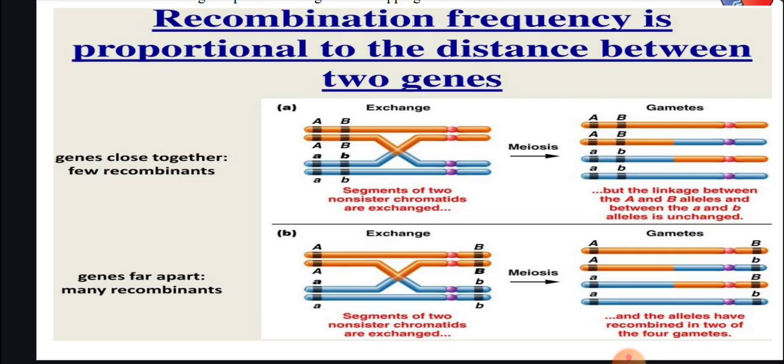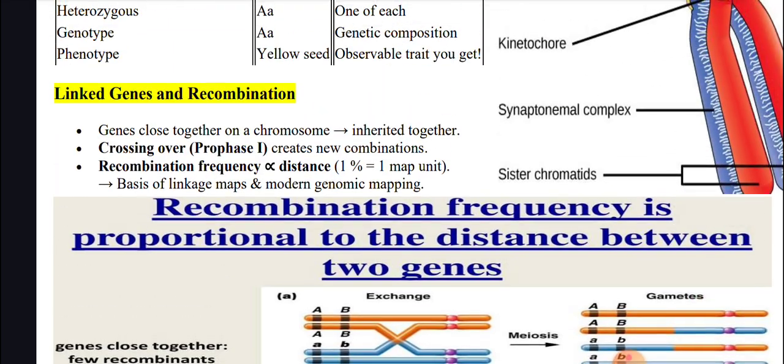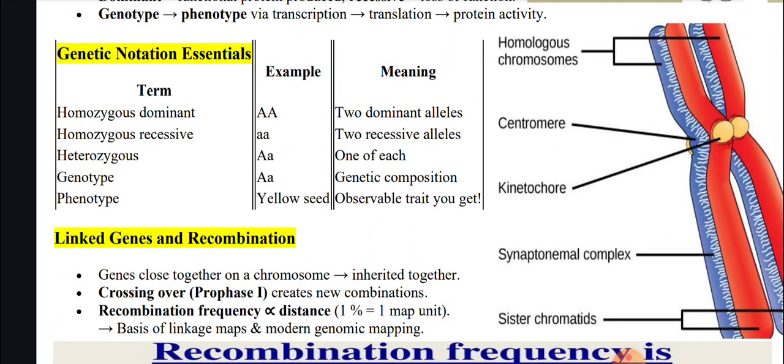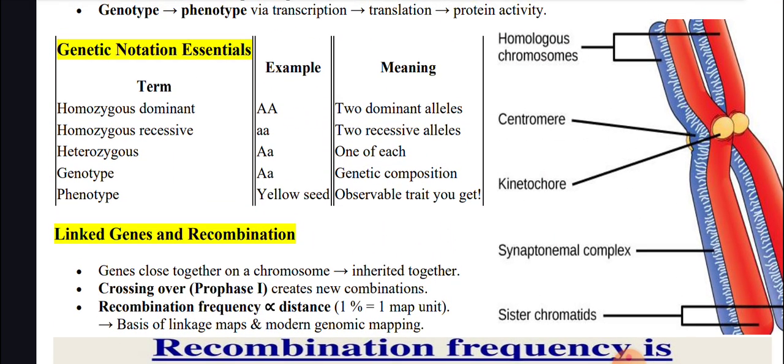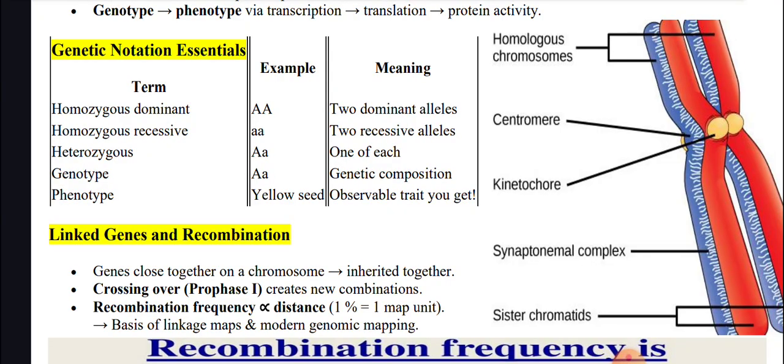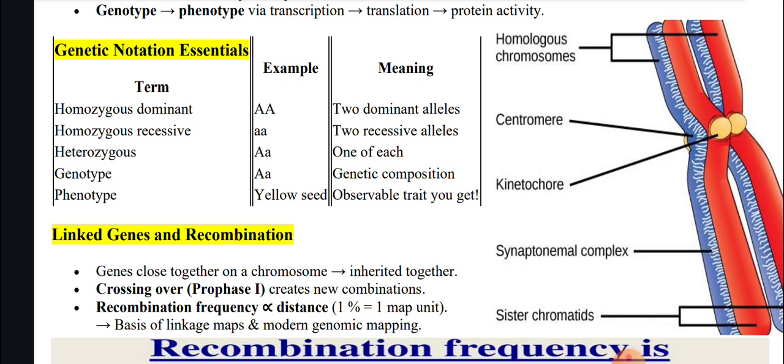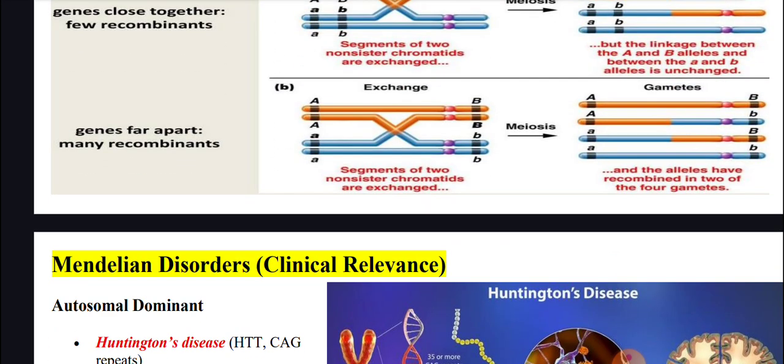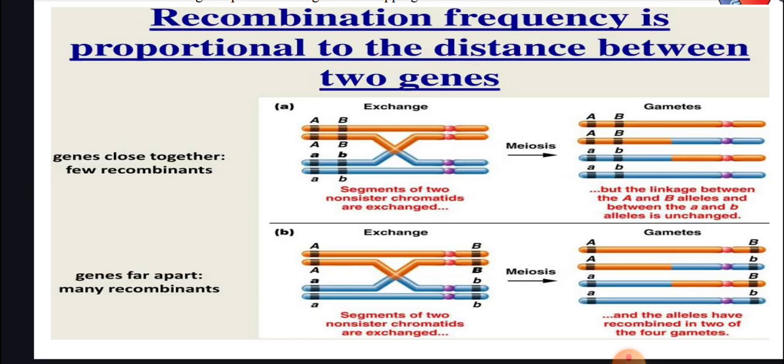Exactly. And when crossing over happens between two linked genes, it creates new combinations of alleles on a single chromosome, combinations that weren't present in the parent. We call these new combinations recombinants. So crossing over can break up linkage groups. And does how often it breaks them up tell us something? Precisely. That was a genius insight. The frequency of recombination between two linked genes is directly proportional to the physical distance separating them on the chromosome.